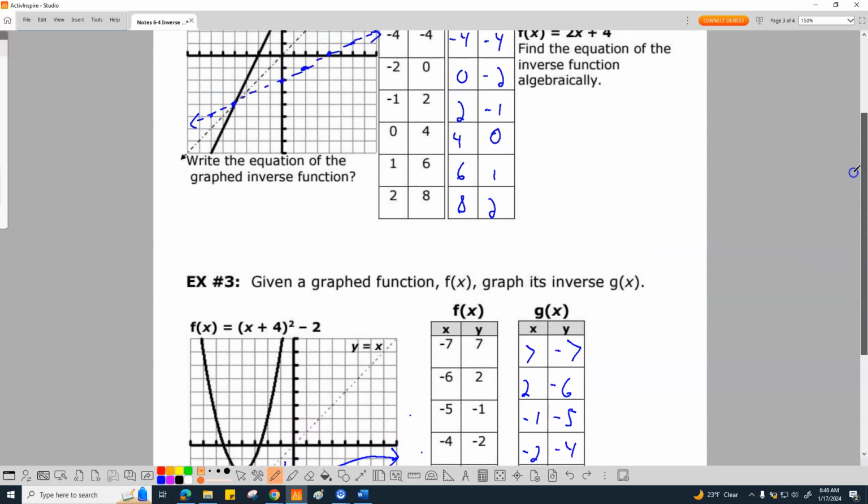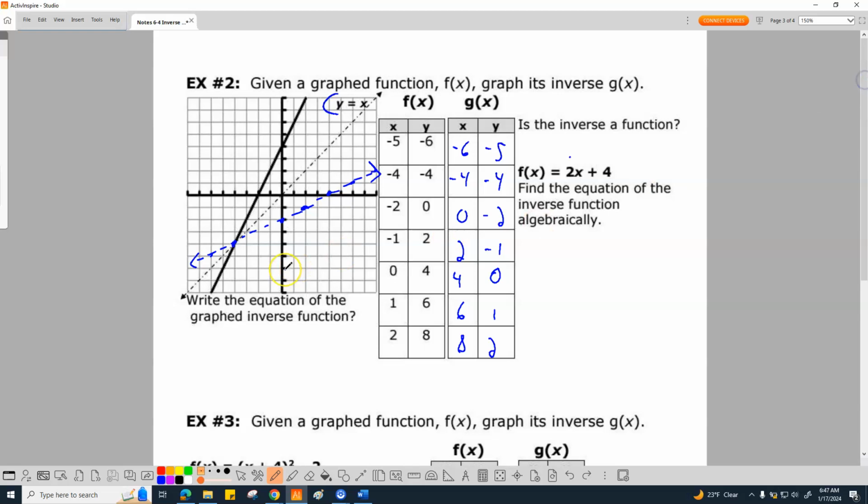Going up here, is this a function, the inverse one? The answer is yes, and it's because the x's don't repeat. You see how the x's do not repeat? And then if I were to draw the lines, they'd only go through one time. So that's example 2 and 3.